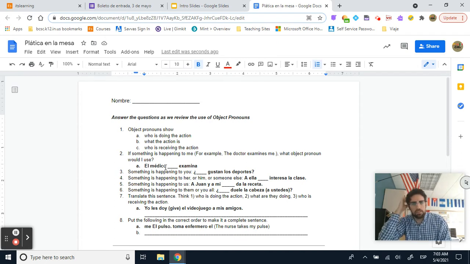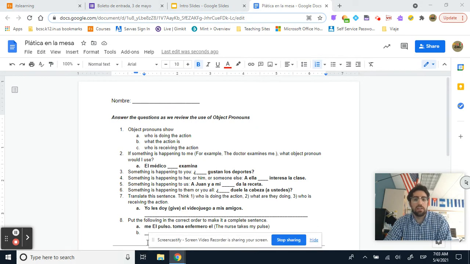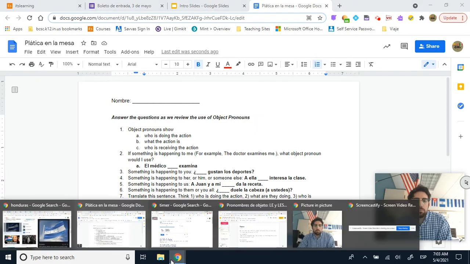As we're using pronouns, we've used pronouns before. We've used subject pronouns like yo, tú, él, ella, nosotros, ustedes, ellos, ellas, right? Those are pronouns that work to show who is doing the action, who's the subject of the sentence. Right now, we want to use object pronouns. As we take a look back at our slides, let me get there for us. Ooh, a lot of tabs.